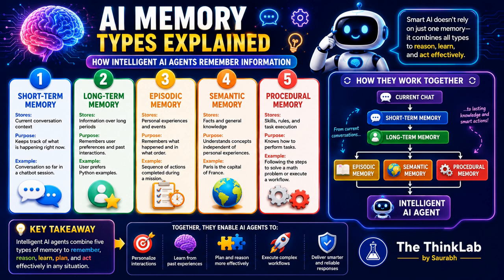Now we are coming to the fourth one, that is called semantic memory. Semantic memory stores facts and general knowledge. This includes scientific concepts, historical events, mathematical formulas, knowledge of programming languages, and also language understanding. For example, Paris is the capital of France. Water boils at 100 degrees Celsius. Python is a programming language. These are the facts stored in semantic memory.